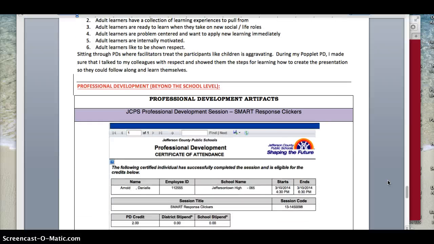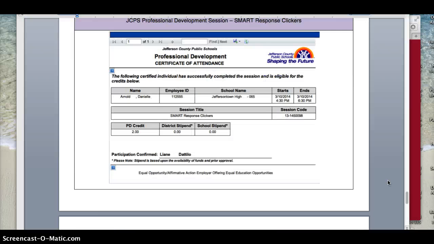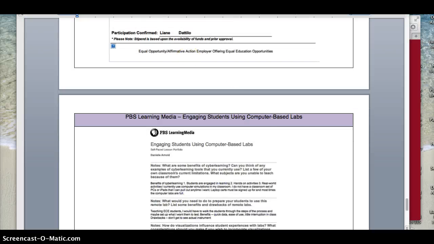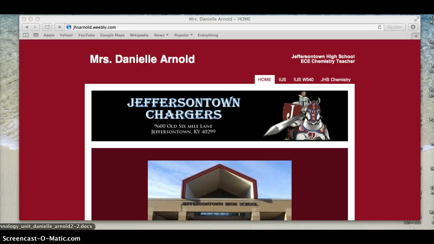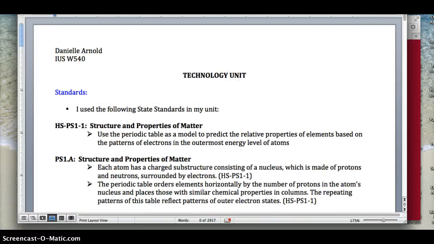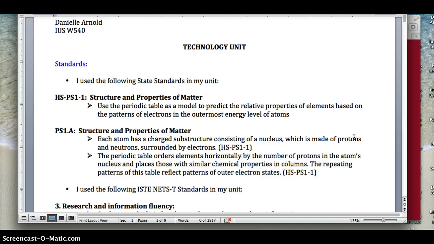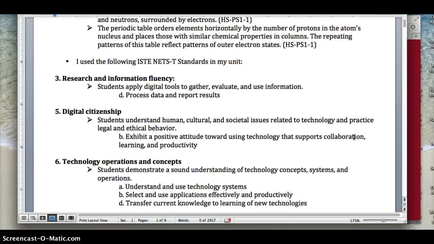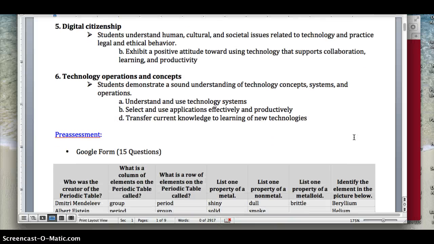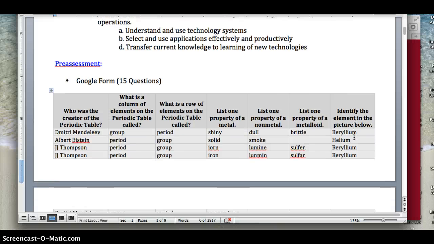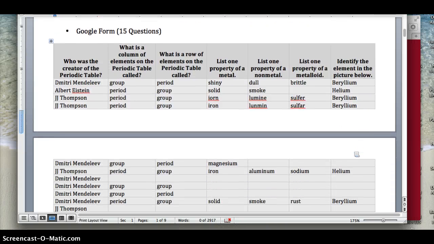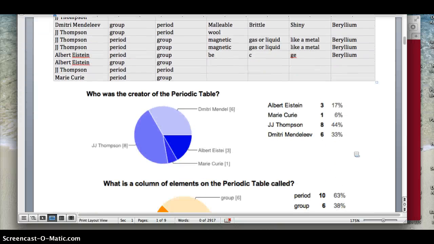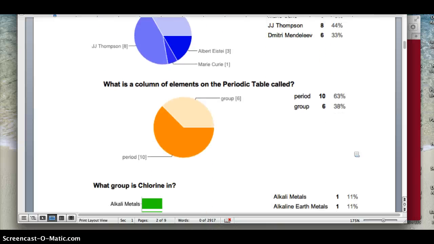And my last thing on this project was some professional development that I have attended outside of my school. Now my last presentation is my technology unit. And this one was on the periodic table, so I've listed my standards of the periodic table and my ISTE standards. Now for this unit, I did use a Google form as a pre-assessment. I gave you a screenshot of what my students had answered for some of the questions. And then here is some data on what their answers were.